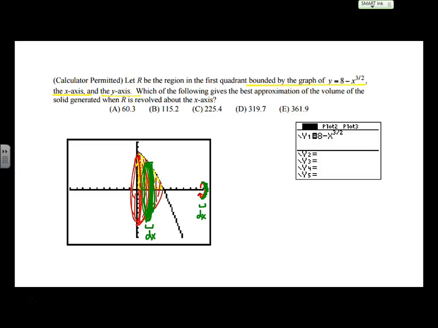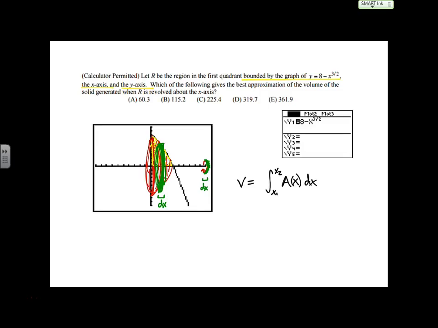If we were to use our formula from section 6.2a, we would say volume is equal to the integral of A of x dx. What would our bounds be? Well, we'll figure it out in a second. From one x to another x. Question, what's our area formula if our cross sections are circles? Good. Pi r squared.